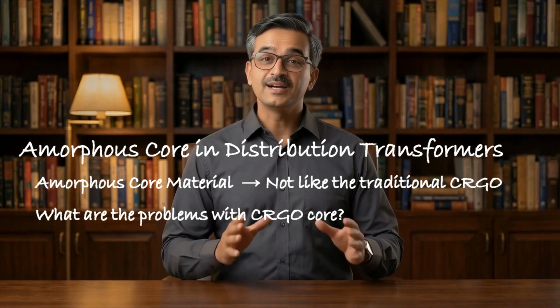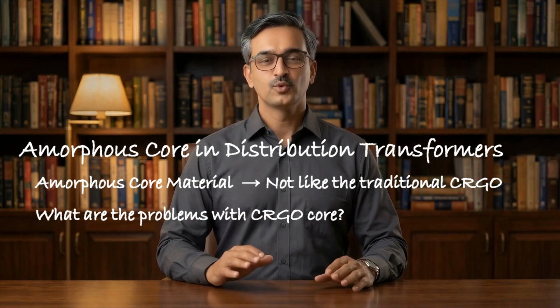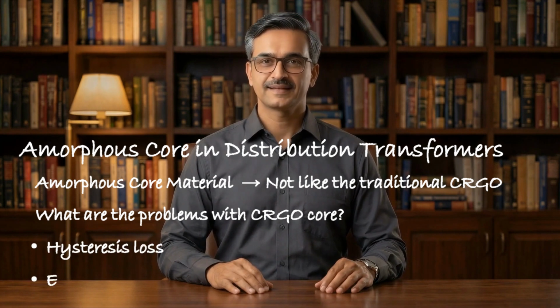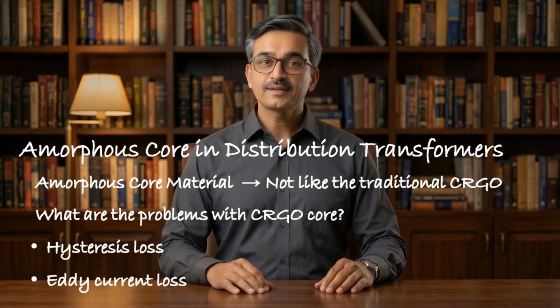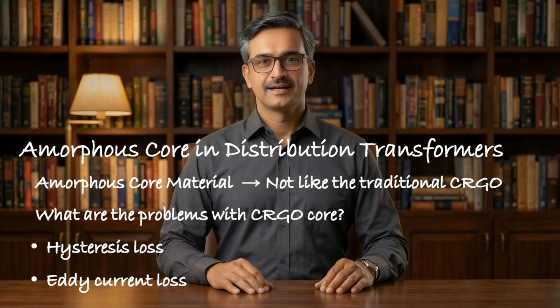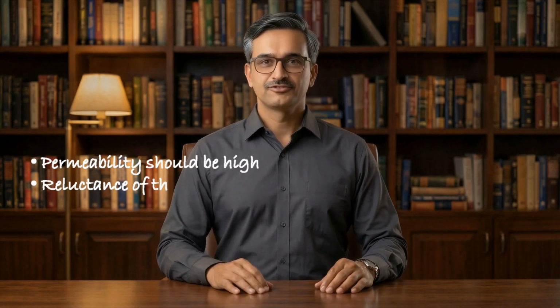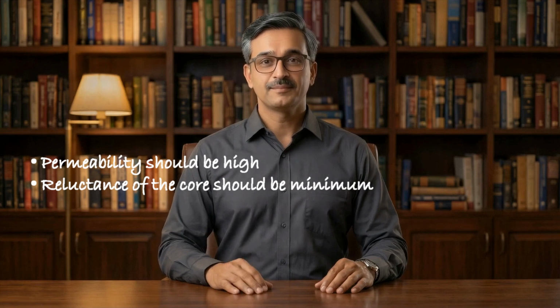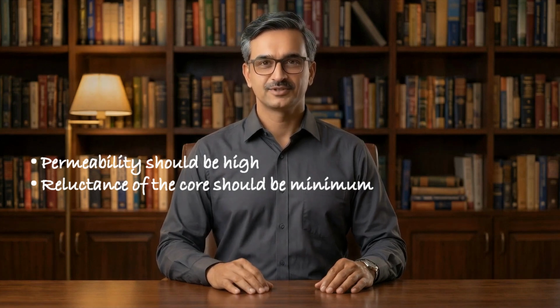Now we know that there are two types of losses in a transformer core: hysteresis loss and eddy current loss. Therefore, any transformer core material must reduce both hysteresis loss and eddy current loss. At the same time, the permeability should be high and the reluctance of the core should be minimal so that the magnetic flux remains confined within it.